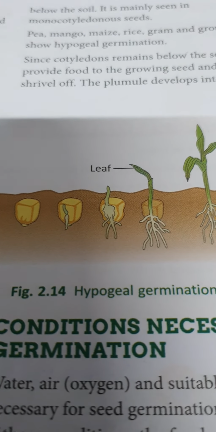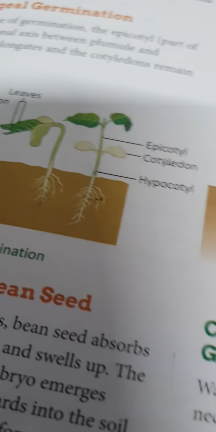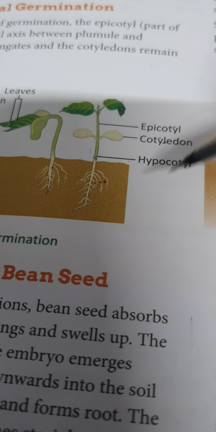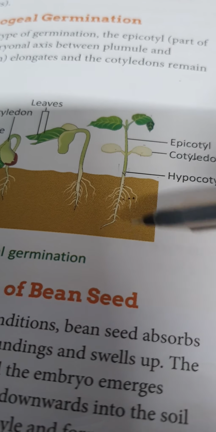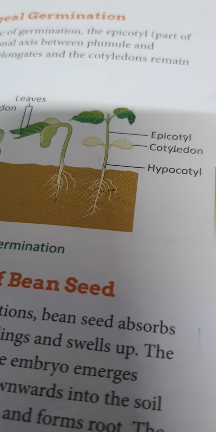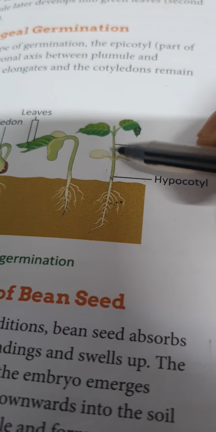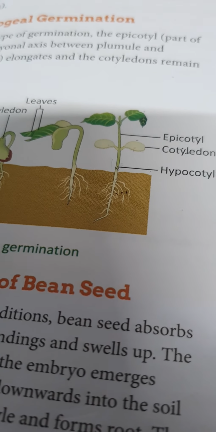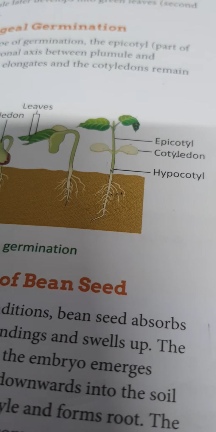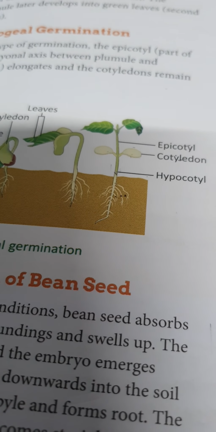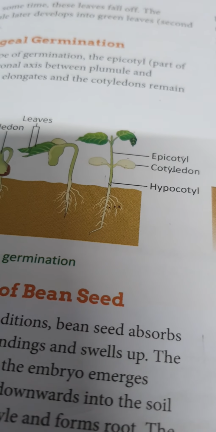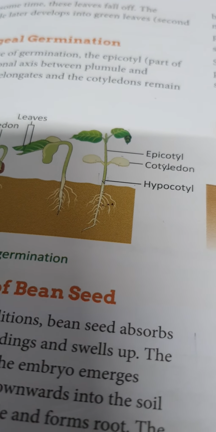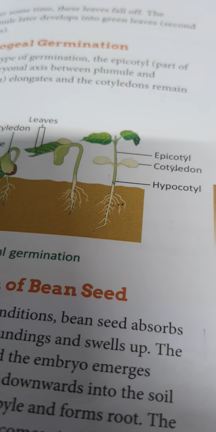Now, what is epicotyle and what is hypocotyle? You can't be understanding that, ma'am, you are saying epicotyle, you are saying hypocotyle. In epigeal germination, hypocotyle elongates, but in hypogeal germination, epicotyle elongates. Now, I can give you the difference between epicotyle and hypocotyle. The upper portion of the axis of the seedling above the cotyledons.